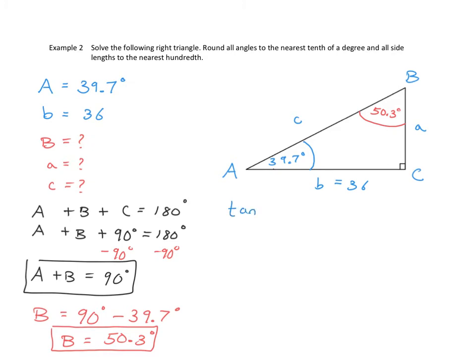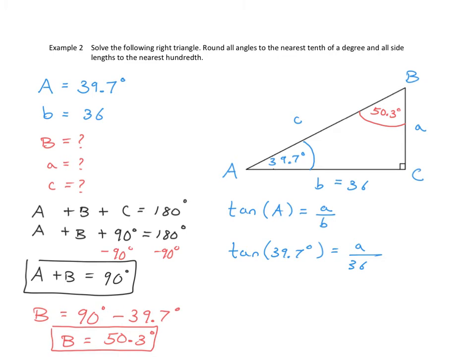Tangent of any angle is defined as the opposite over the adjacent. So just using the letters, tangent of angle A is equal to A divided by B, the opposite over the adjacent. I can now plug in the given information into this equation. That means tangent of 39.7 degrees is equal to A over 36. This is very simple to solve for A now. I can multiply 36 to this side of the equation, and then I'll have A all by itself.